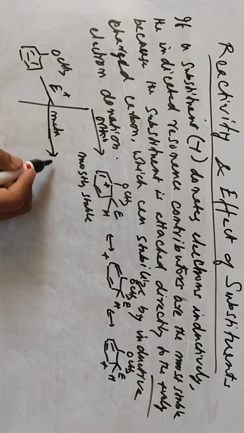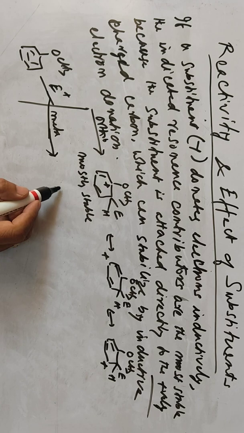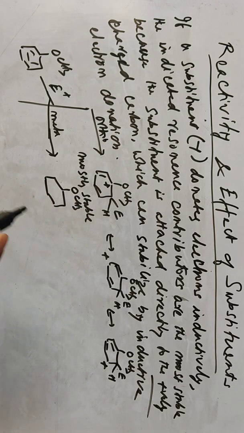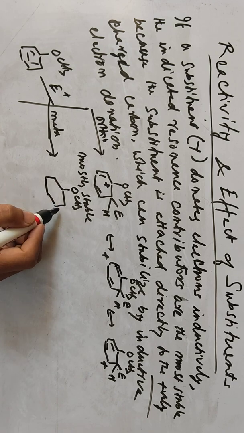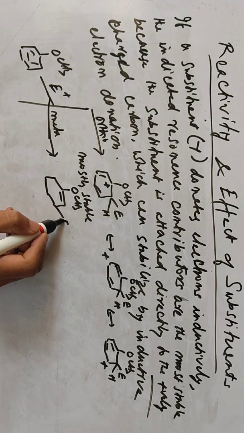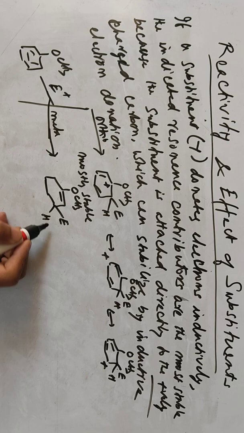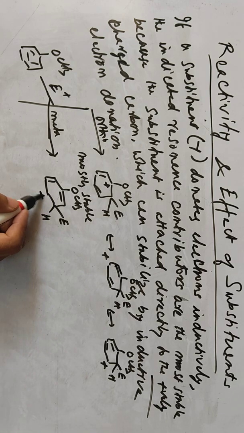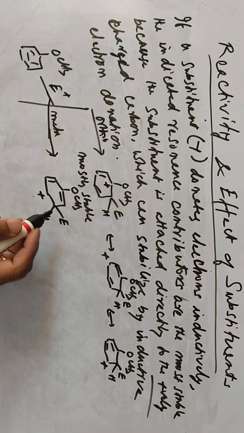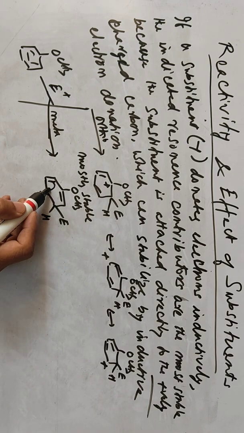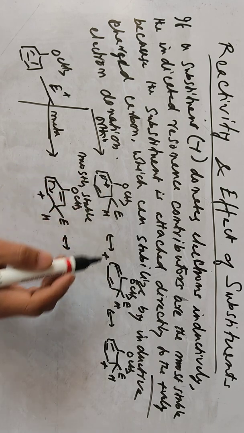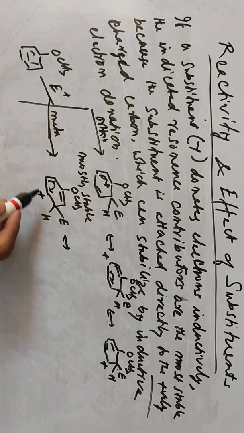Then meta. In the meta position we can have, okay, this is OCH3, and then we have the electrophile at the meta position here. Then the positive charge should be in here. Then this will be delocalized like this. So here it delocalizes this way, then this way. Okay, here delocalize this one.